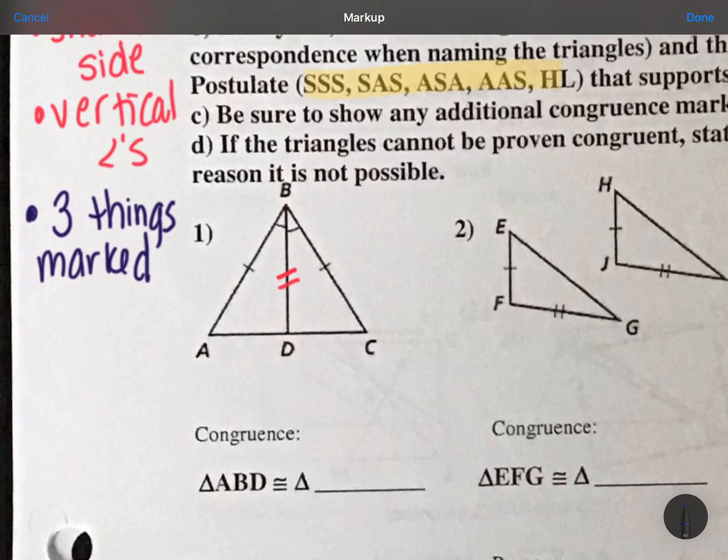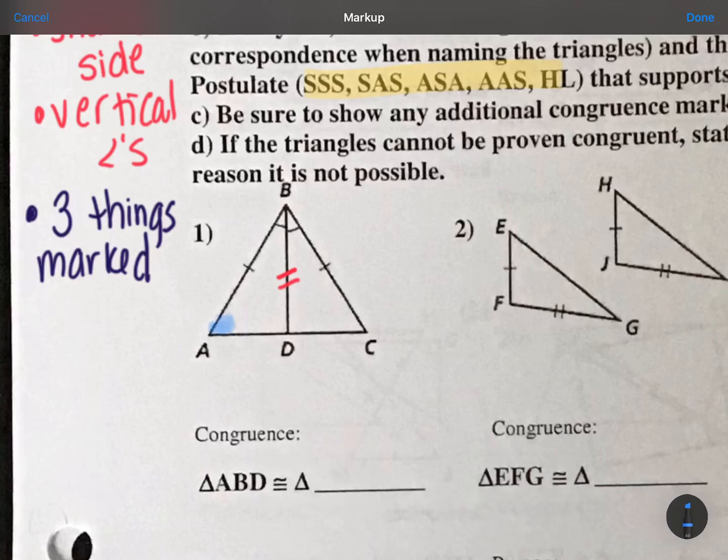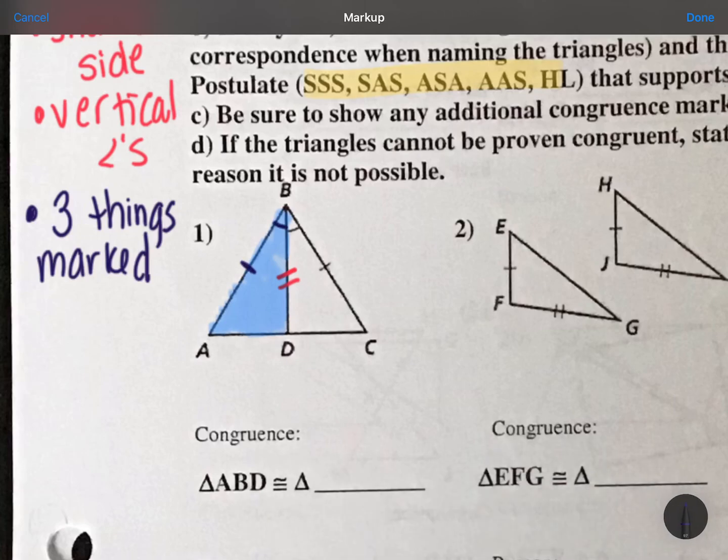So if you take a look at number 1, if it helps, just eyeball one triangle. Color it in if that helps. If I focus in on this one triangle, I have a leg marked, an angle marked, and we were able to legally add the double tick marks on BD because of the reflexive. Do I have 3 things marked? Absolutely. So are they congruent? Yes, because I have 3 things marked. And they're good 3 things. We're going to talk about that in a minute too.